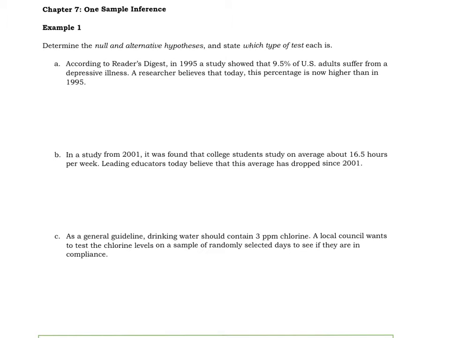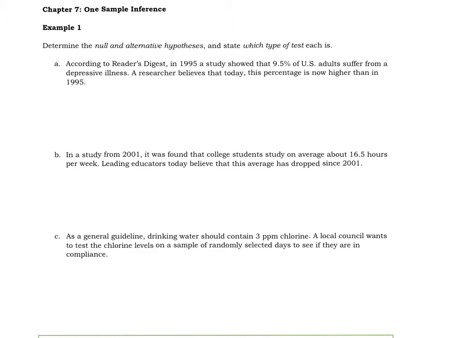Right, so now that we've talked a little bit about what hypothesis testing is, we're going to start digging in just a little deeper. The first thing we're going to need to be able to do is write out what the null hypothesis and the alternative hypothesis are for a test. So basically, define your test, okay? That's very important, especially as you're doing statistical research. In this case, we're going to determine the null and alternative hypotheses, and then state which type of test this is. I know that doesn't mean anything to you right now, but it will in just a second.